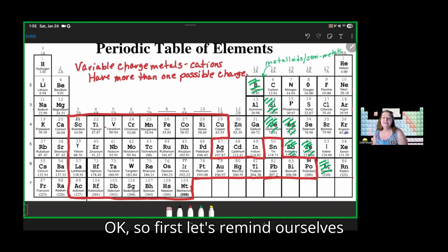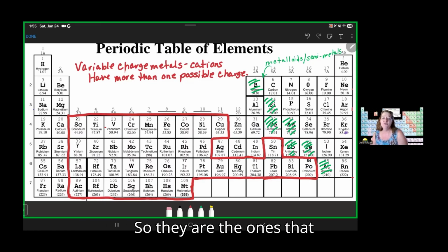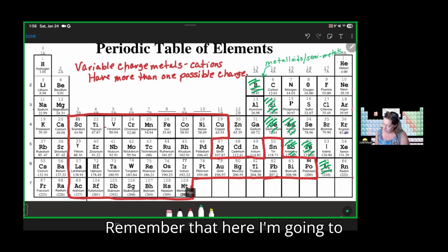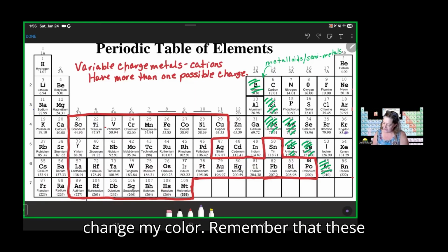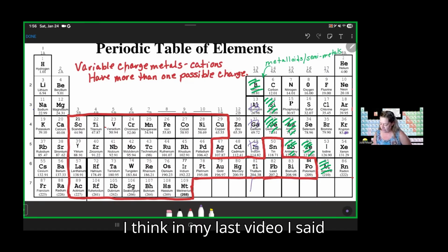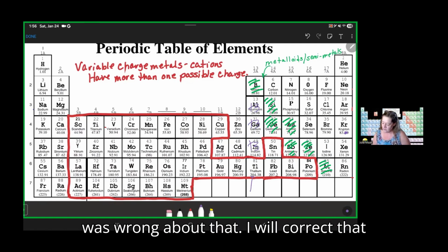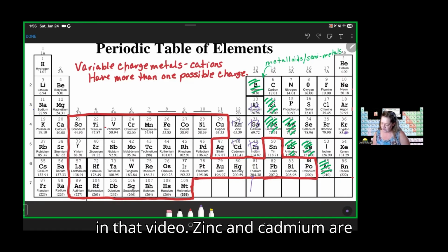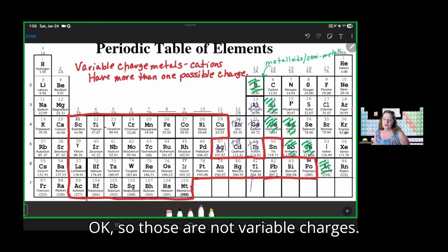First, let's remind ourselves which metals have variable charges. They are the ones that are outlined in red here. Remember that these guys are all +3. I think in my last video, I said that the thallium was +3 also. I was wrong about that. I will correct that in that video. Zinc and cadmium are always +2 and silver is always +1. So those are not variable charges.